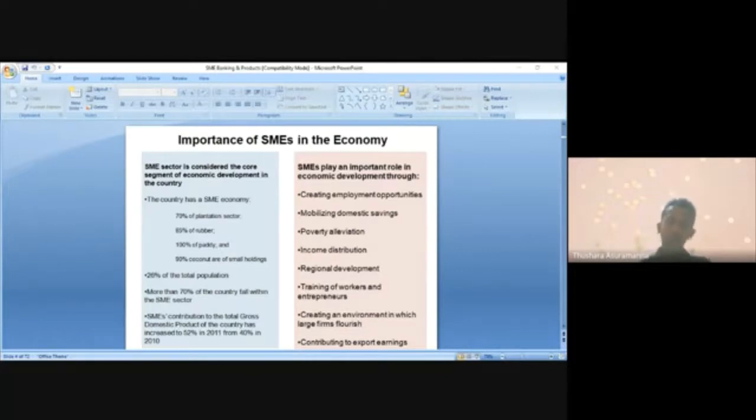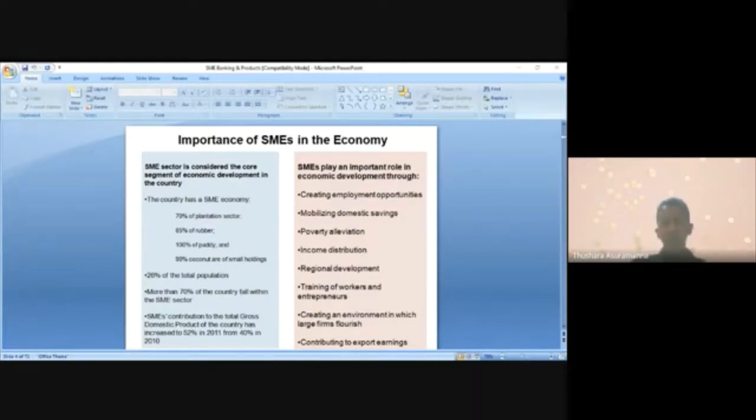Training of workers and entrepreneurs. That is again very important. They also do a lot of activities, because we expect more and more skilled workers rather than raw workers. We will have skilled workers, and you can even send them to different countries to get more money.